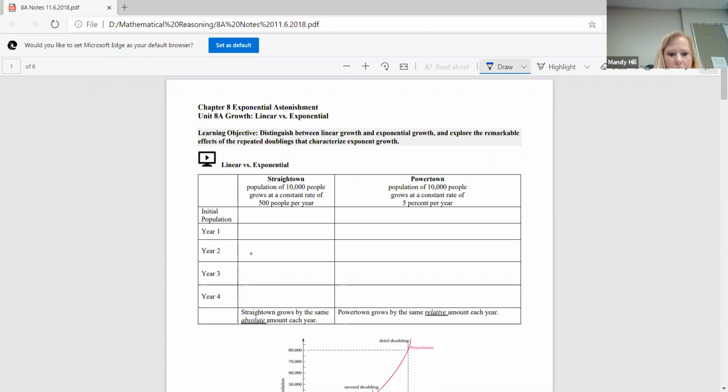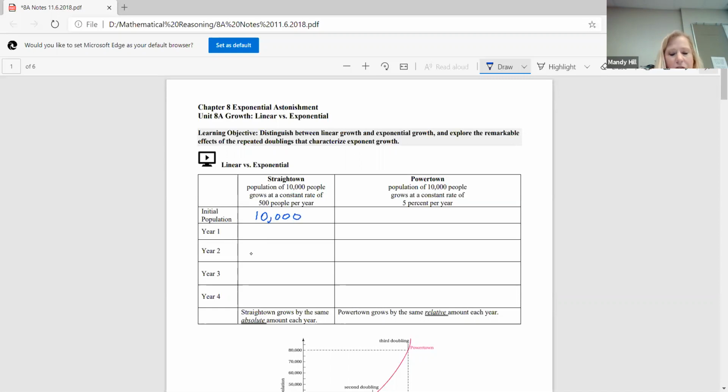So the first problem says basically you've got this Straight Town, and Straight Town has a population of 10,000 people in it. And it's going to grow at a constant rate of 500 people per year. So we've got this town, they're going to grow at 500 people per year. They started out at 10,000 people.